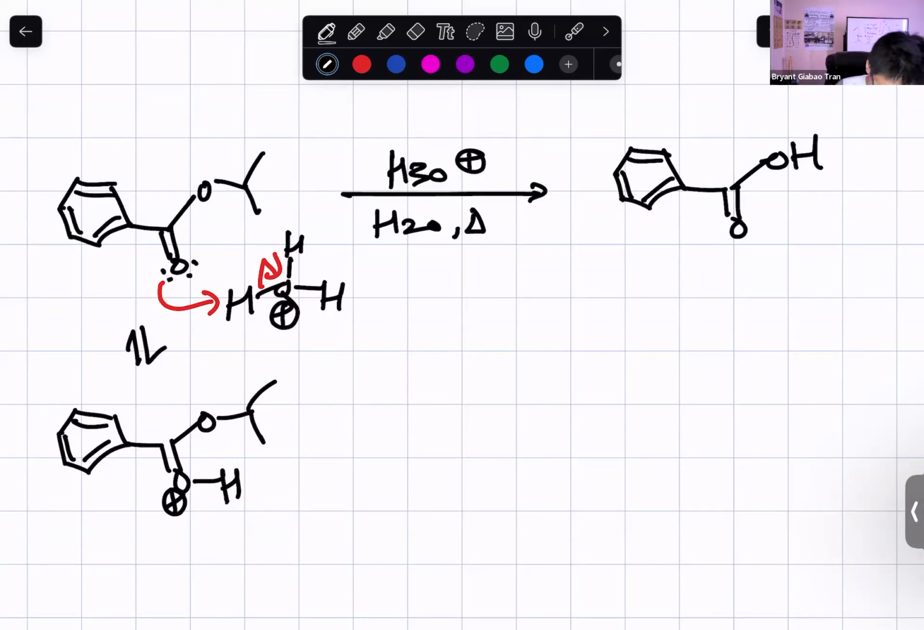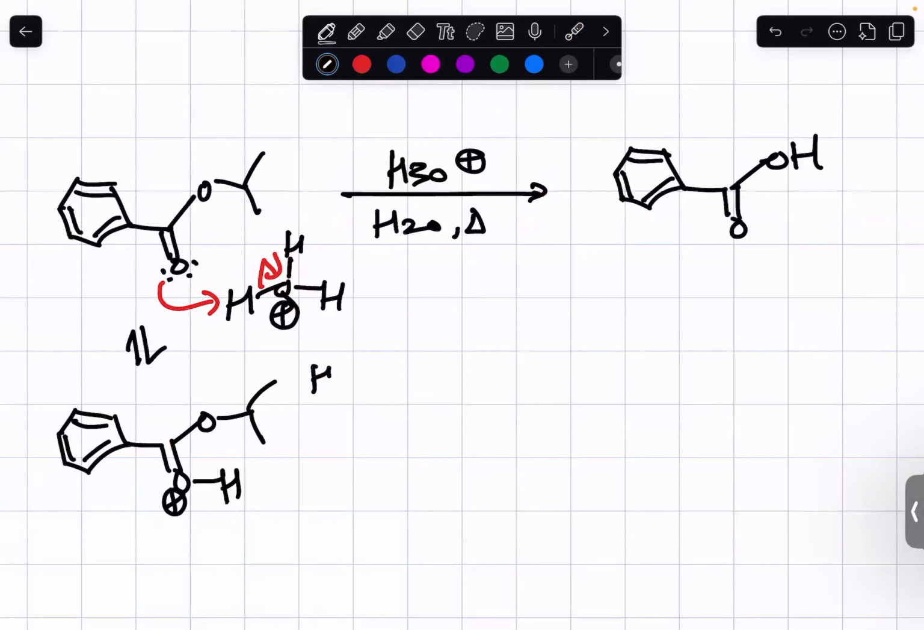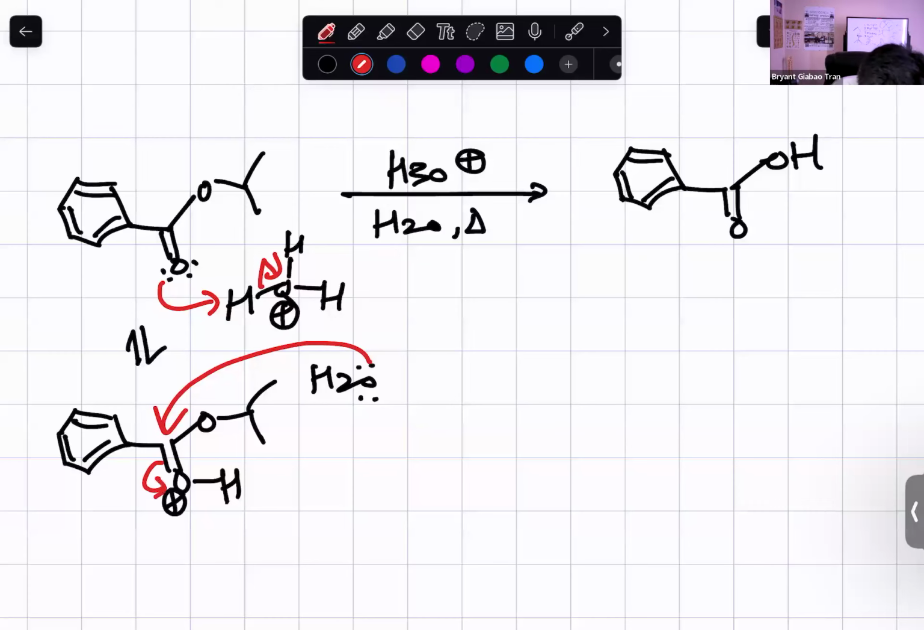Wait, give me a hint. Would you have a strong electrophile here? What nucleophile do you see on the weak side? The oxygen on the H2O is going to attack the carbonyl and push up. Yes, you got it. You got it.